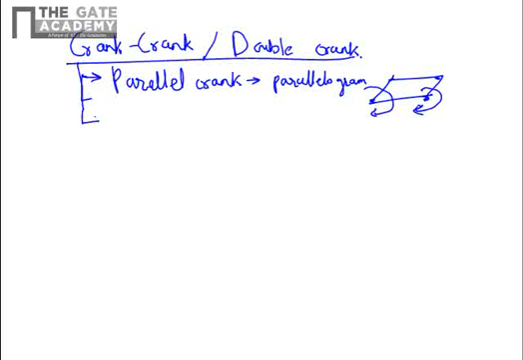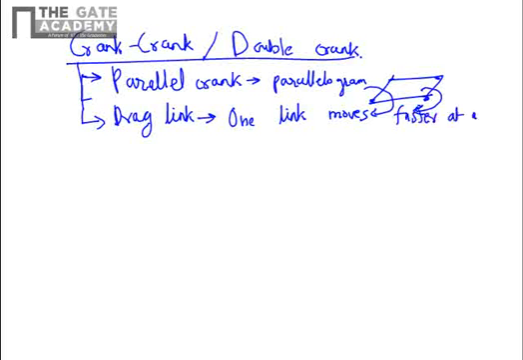The other category in this double crank is drag link. Here a parallelogram is not formed, one link moves faster at certain instants in time, and at other instants it moves slow. So the actual time period of rotation is the same for both the links in the drag link also, but at a particular instant the speed is different.